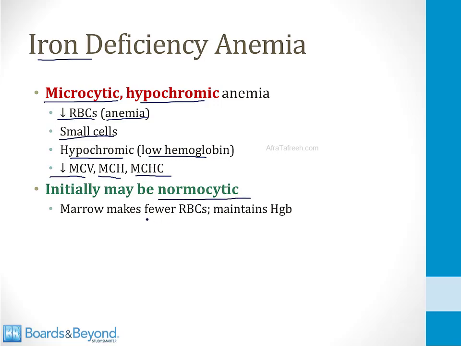Importantly, you should know that initially an iron deficiency anemia may be normocytic. The marrow may make fewer red blood cells but maintain the hemoglobin level, and therefore maintain the size of the red blood cells. So just because the patient has a normocytic anemia, it doesn't exclude the possibility that they may be iron deficient. And in clinical practice, measurement of iron levels is something that's routinely done in any patient who is anemic, since the anemia may be microcytic or normocytic.